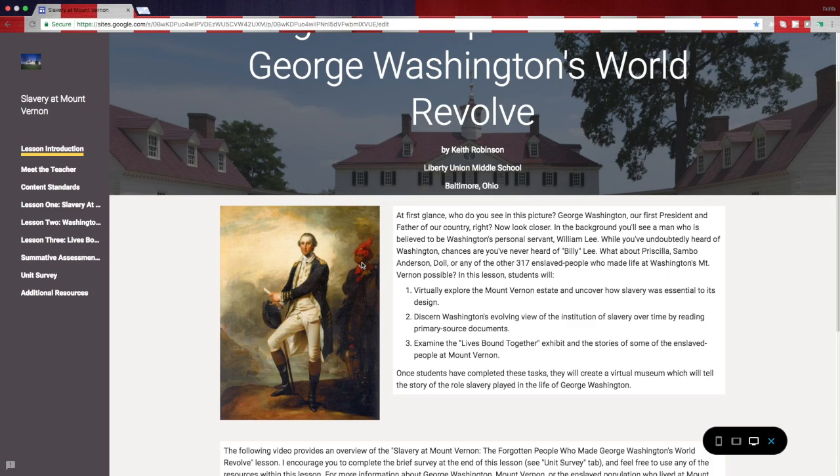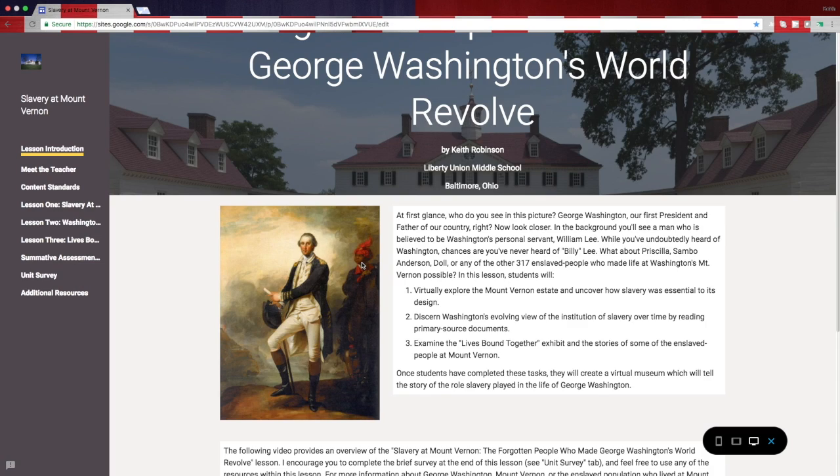Now, I don't know that there's anyone in this country who doesn't know who George Washington is, but the majority of people don't know who William Lee was. William Lee was one of 317 enslaved people who lived at Mount Vernon, who made George Washington's world revolve.